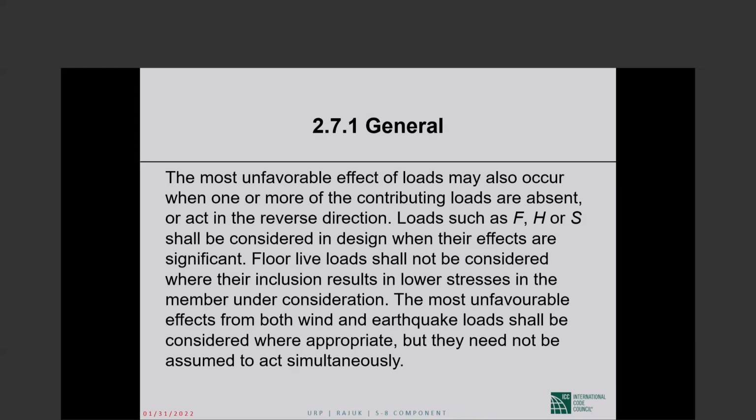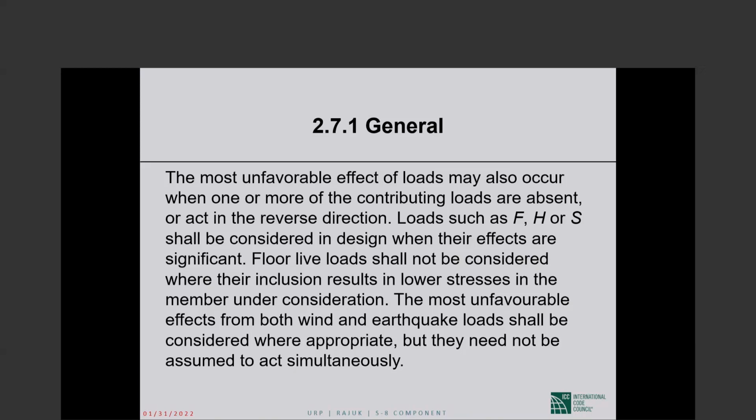Loads such as F, H, or S. F is the fluid pressure, H is horizontal earth pressure, S is snow, shall be considered in design when their effects are significant, not otherwise. Floor live loads shall not be considered where their inclusion results in lower stresses in the member under consideration. Okay, if live load not being present is more critical, that's what you should consider. And live loads may or may not be there. If it's not being there is more critical, that's what you should consider as basis of design.